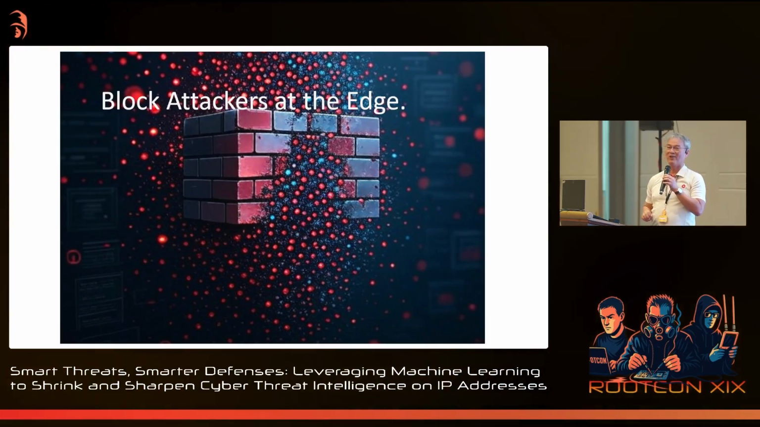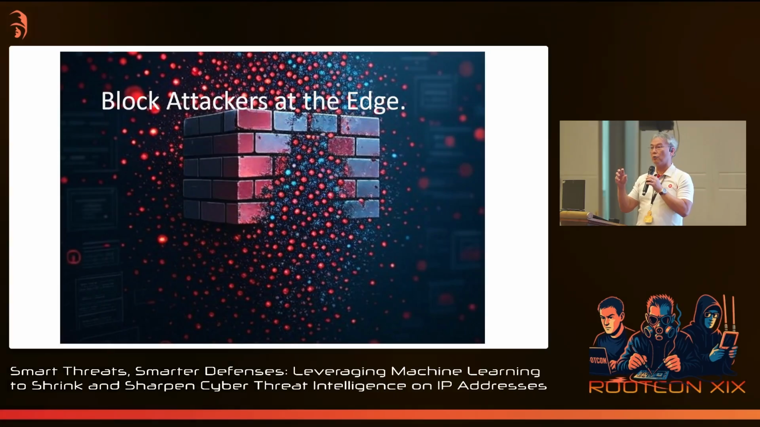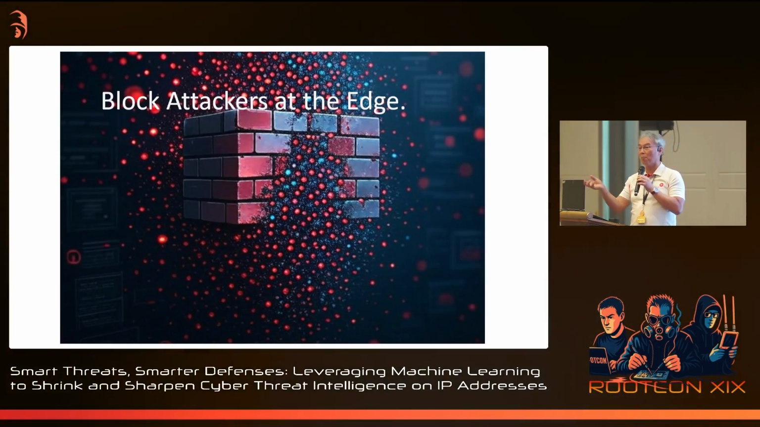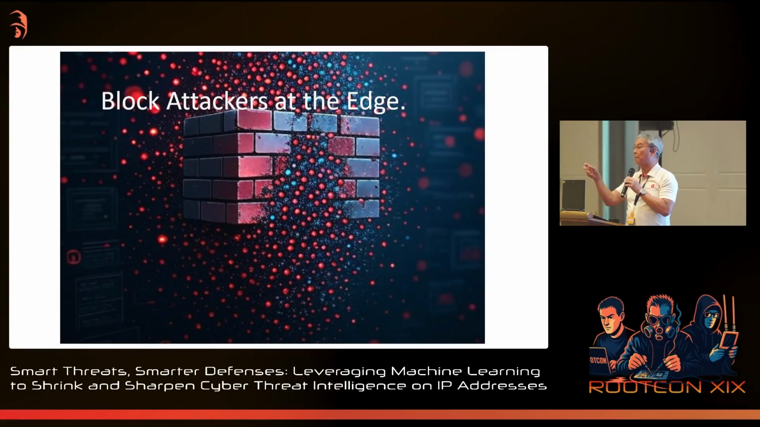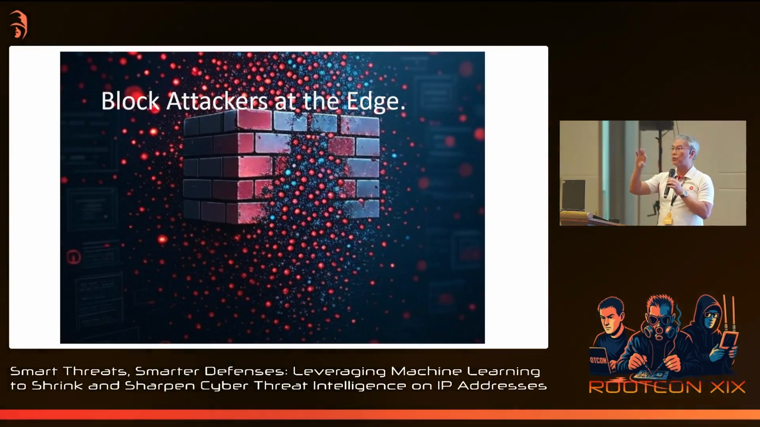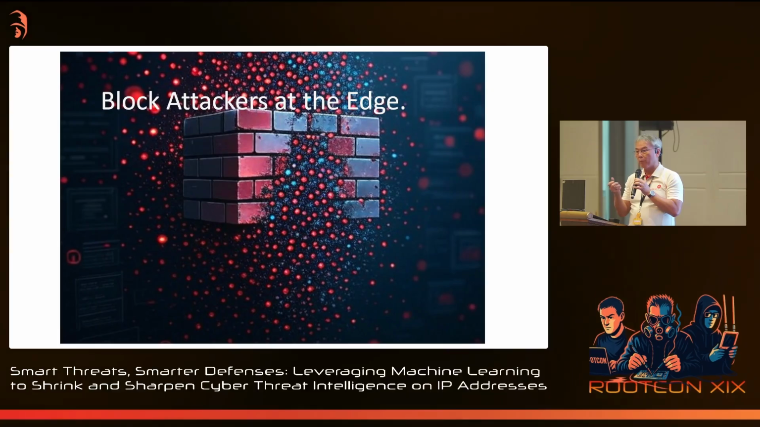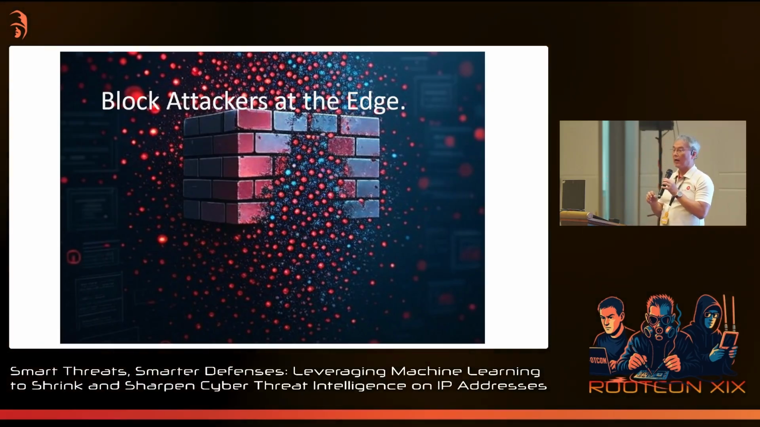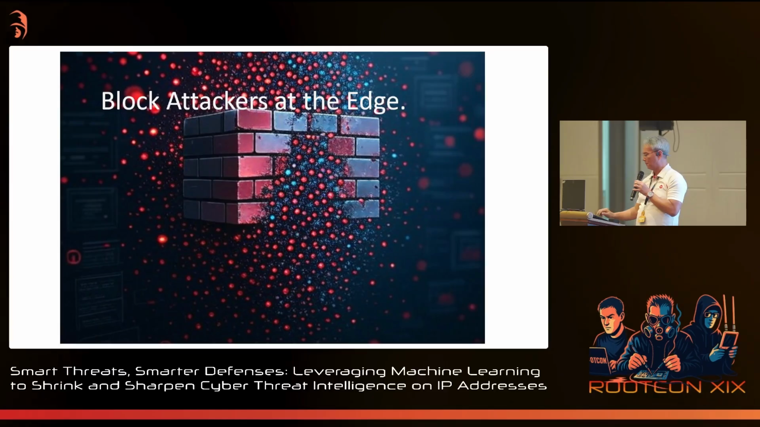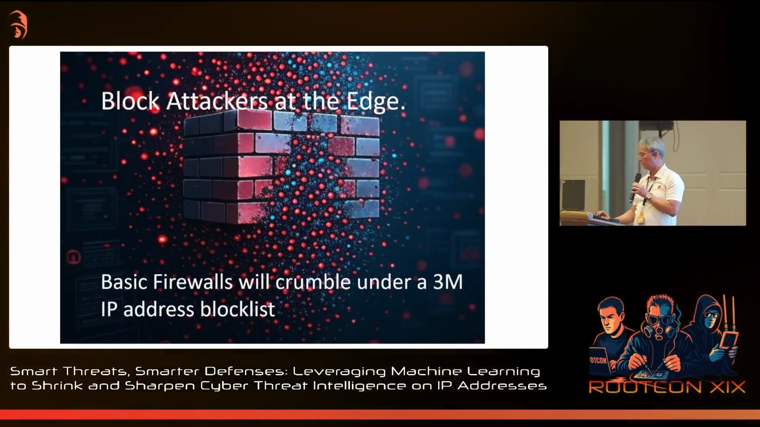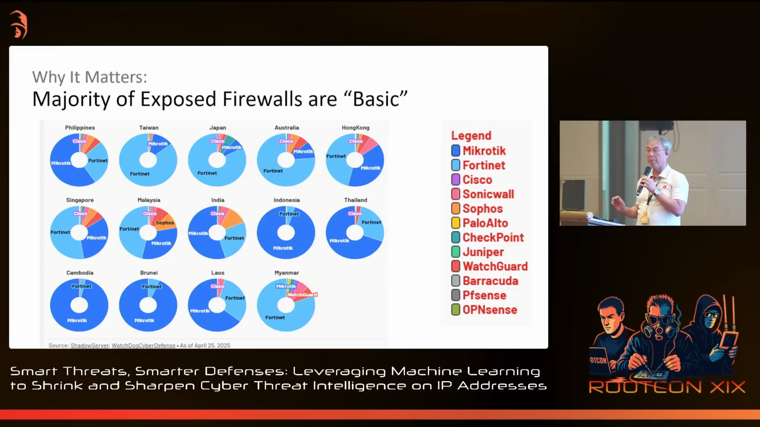It breaks the firewall. Therefore, not only is it expensive if you pay the subscription, because there are commercial services that let you subscribe to their bad IP list. What we did was we used open source bad IPs, collected them, and then rated them using AI and machine learning to figure out a smaller size to compact it. Basic firewalls will crumble under a 3 million IP block.